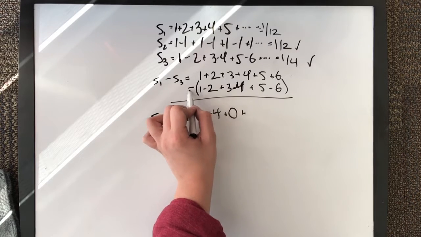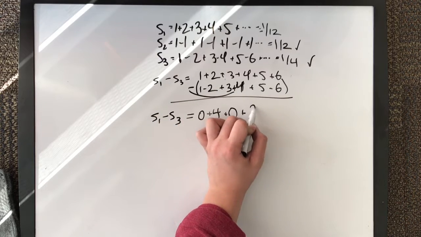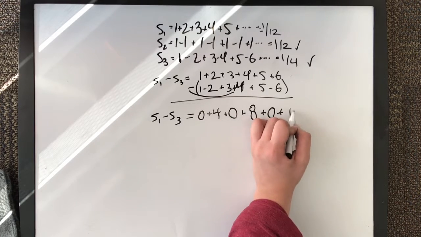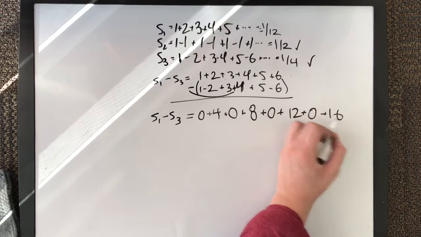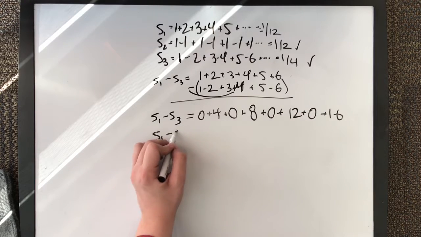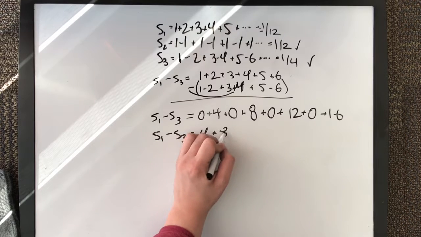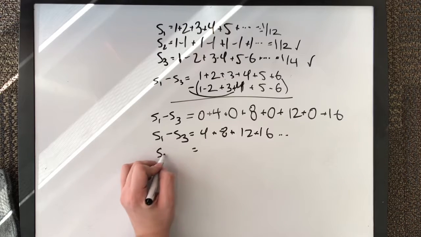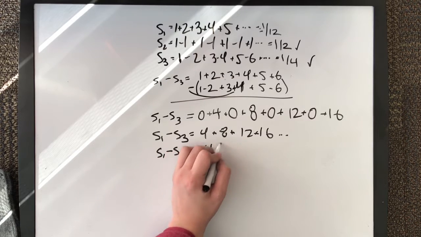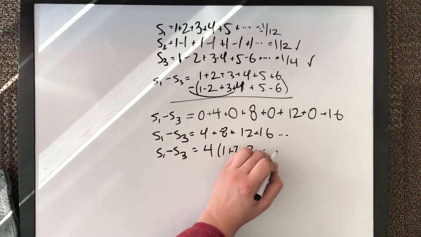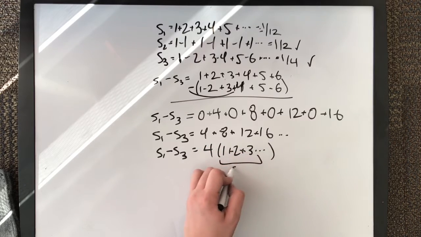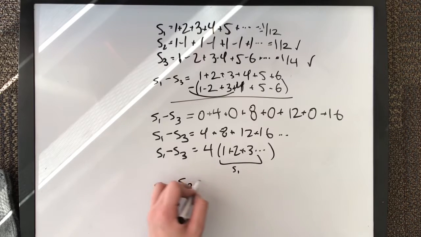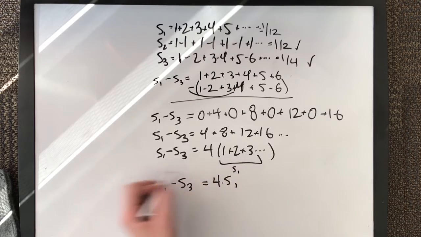We have 4, plus 4 is 8, plus 0, and then we can see that this is incrementing by 4 each time, so this is going to be 12, and then 16. So series 1 minus series 3 equals 4 plus 8 plus 12 plus 16, and so on. If we factor out 4, we have series 1 minus series 3 equals 4 times 1 plus 2 plus 3, and so on. And this is series 1. So if we factor that out, series 1 minus series 3 equals 4 times series 1.